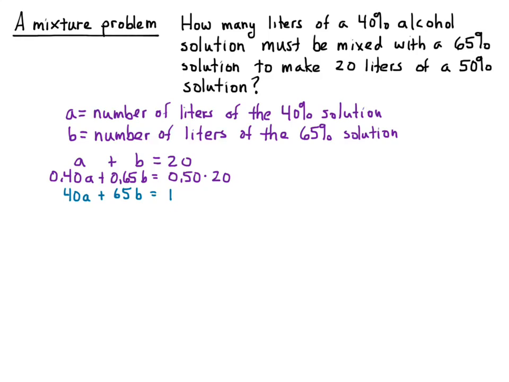So the first thing I'm going to do is make that second equation into all integers, by first multiplying 0.5 times 20, which is 10, and then multiplying everything by 100 to get rid of my decimal, and I have 40A plus 65B equals 1,000. So if I look at that equation plus A plus B equals 20, I have my two equations. Now, if I did it by substitution, this is what I end up with.